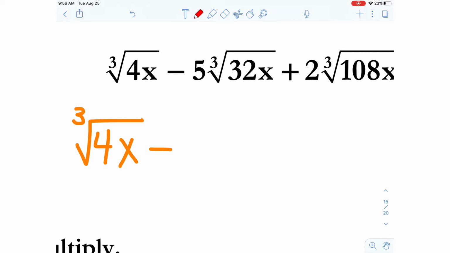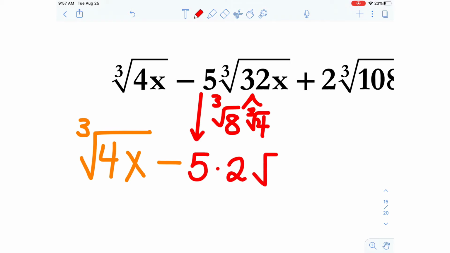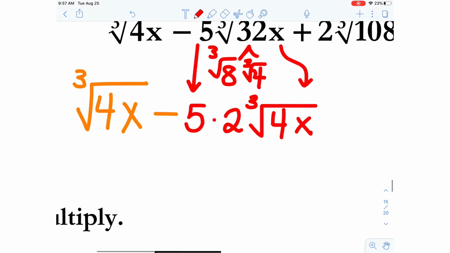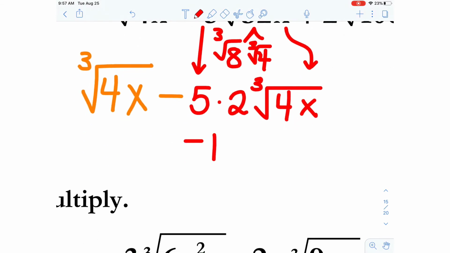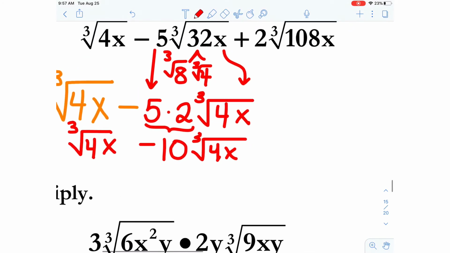be 4x. So if I think about it, let's see, 32 divided by 4 is 8, and hey, turns out 8 is a perfect cube. The cube root of 8 is 2. Don't forget this 5 here. So cube root of 8 is 2. And I still have the cube root of 4, and this x stays in. Cannot be reduced. So that's going to be minus 10 cube root 4x. And I still have this original cube root 4x. I'm just going to pull that down.